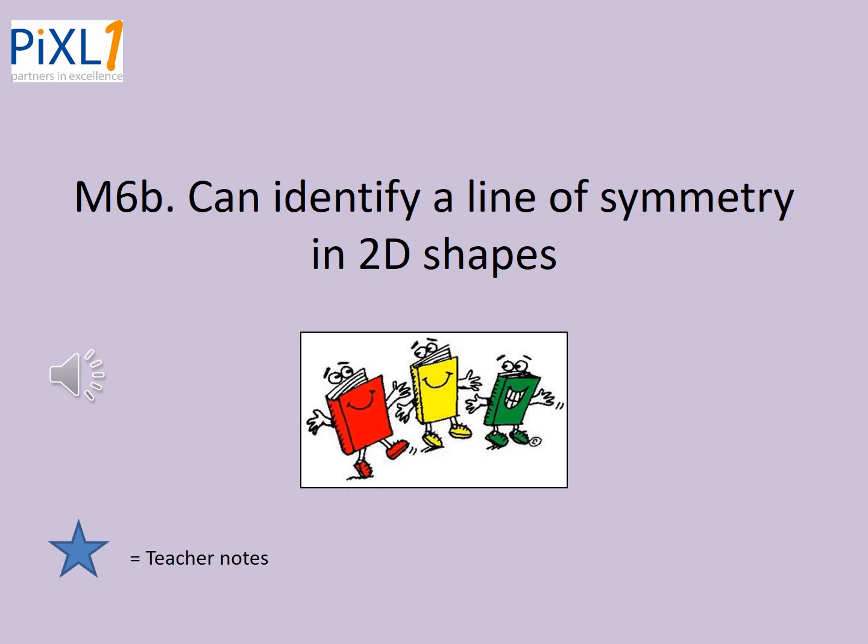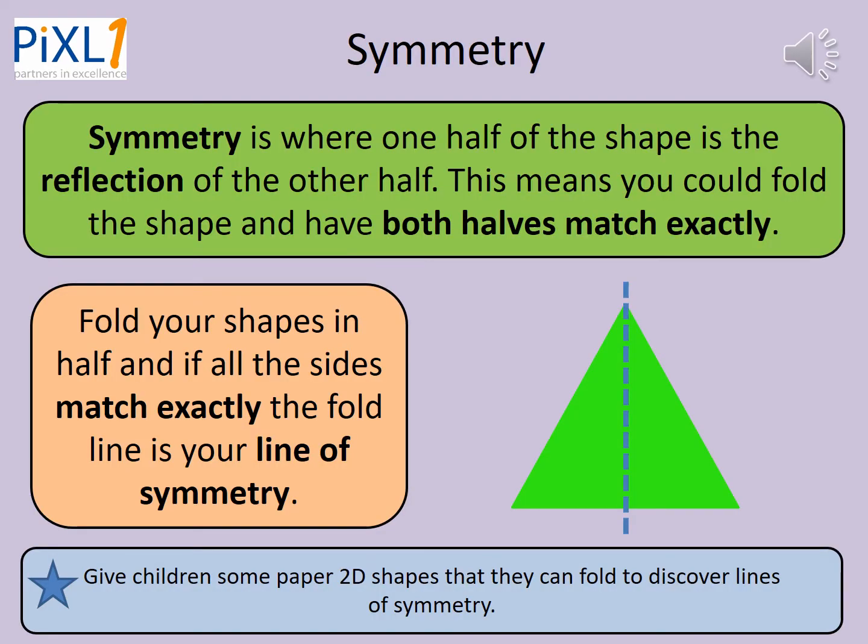Today we are going to be identifying a line of symmetry in 2D shapes. Can we remember what a 2D shape is? A 2D shape is a shape that lies flat. So you might be on a piece of paper, whereas a 3D shape may be a sphere, whereas a 2D shape would be a circle.